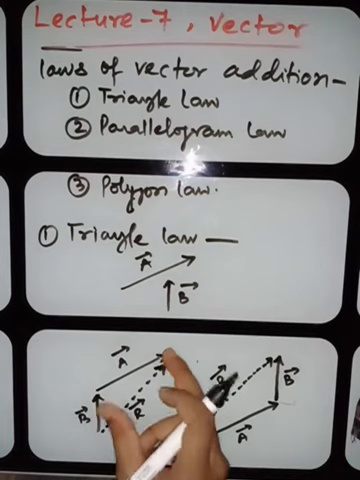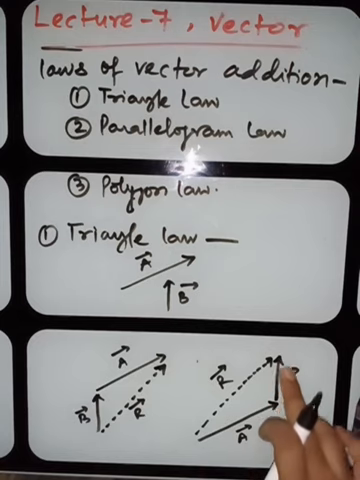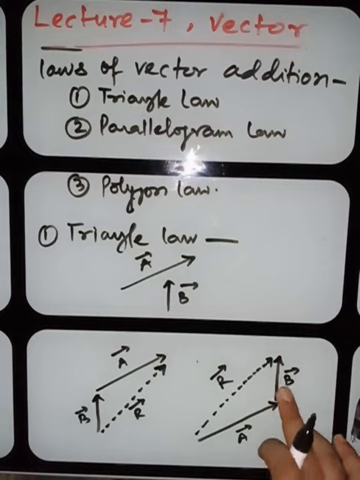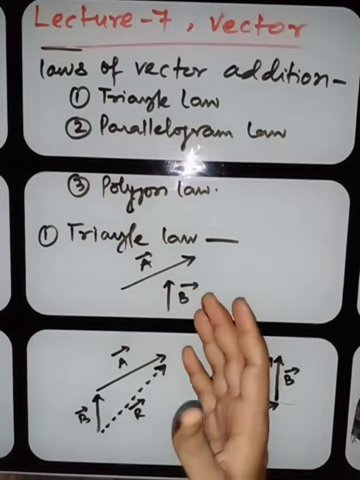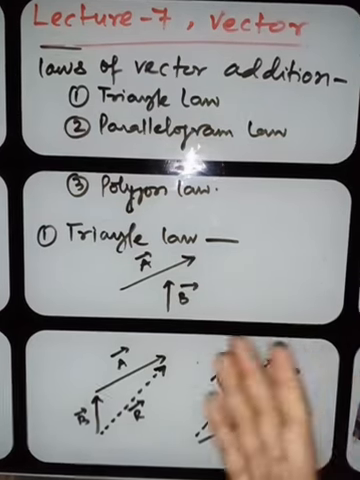You can put it over here, you can put it over here, but you must remember these two must be in the same flow and the resultant will be in opposite flow. If the resultant was in this direction, then the others must be in the same flow. So the two vectors must be represented in the same flow and the resultant will be in opposite flow.